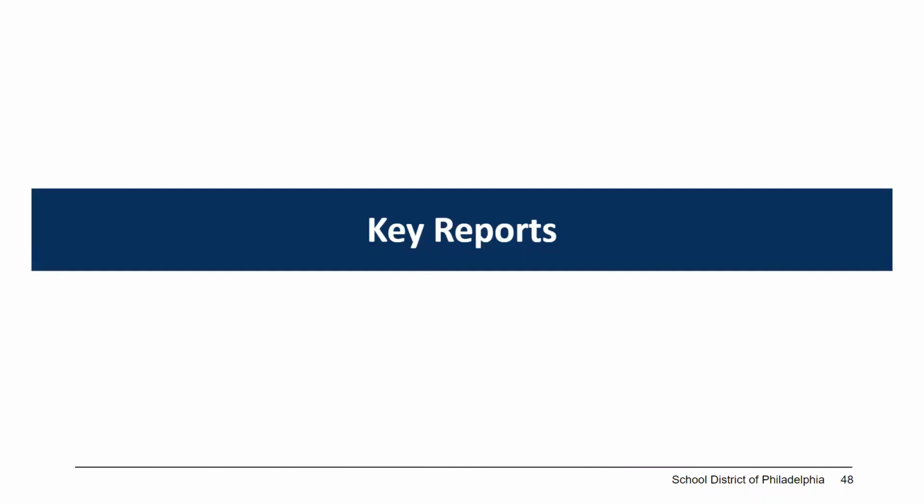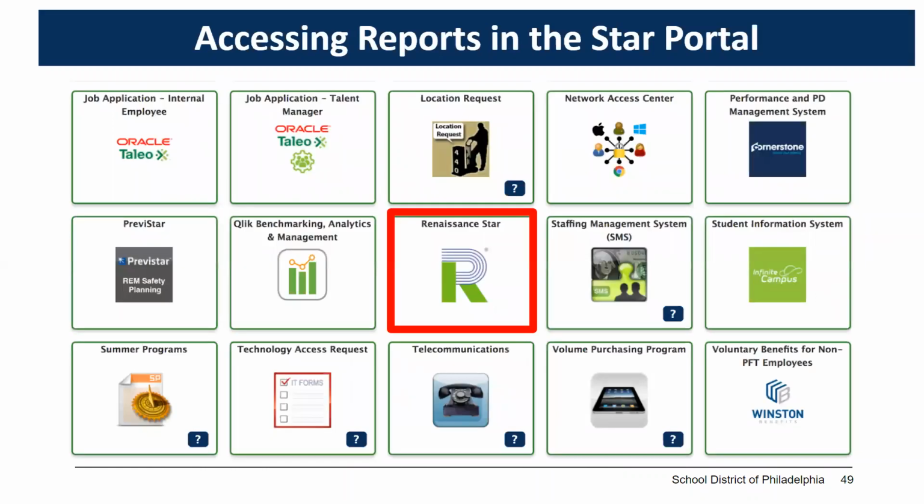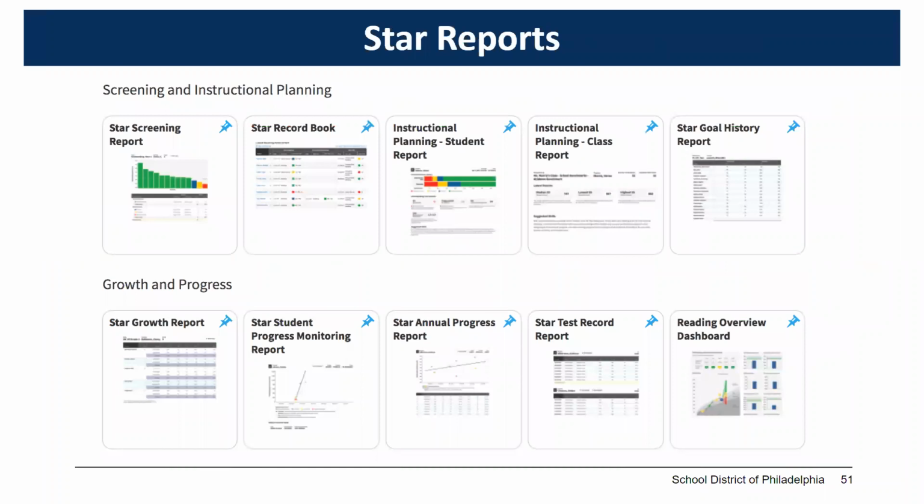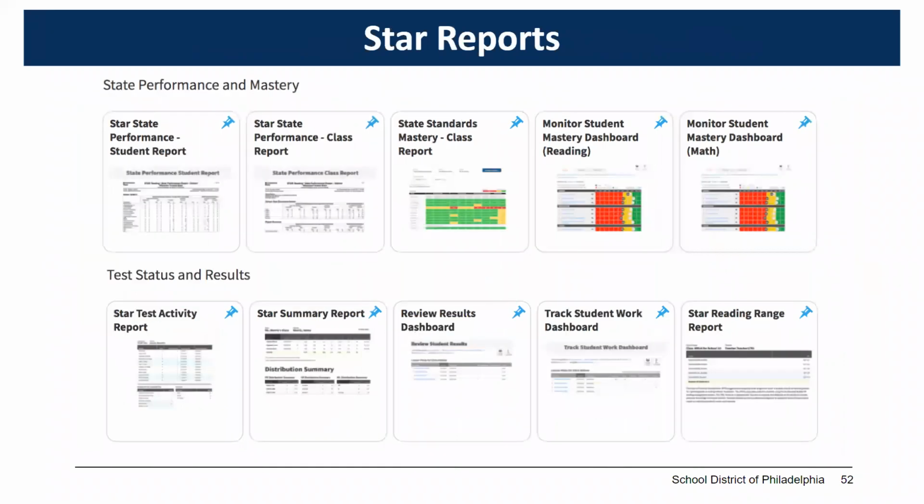The very last section of our presentation focuses on key reports. In order to access STAR reports, you will need to navigate to your Renaissance tile. Once you get to your landing page, you can click on Reports and then pick STAR/Assessment. There are over 30 reports to choose from. They are organized by the overarching purpose of the reports, such as screening and instructional planning, growth and progress, state performance and mastery, and test status and results.